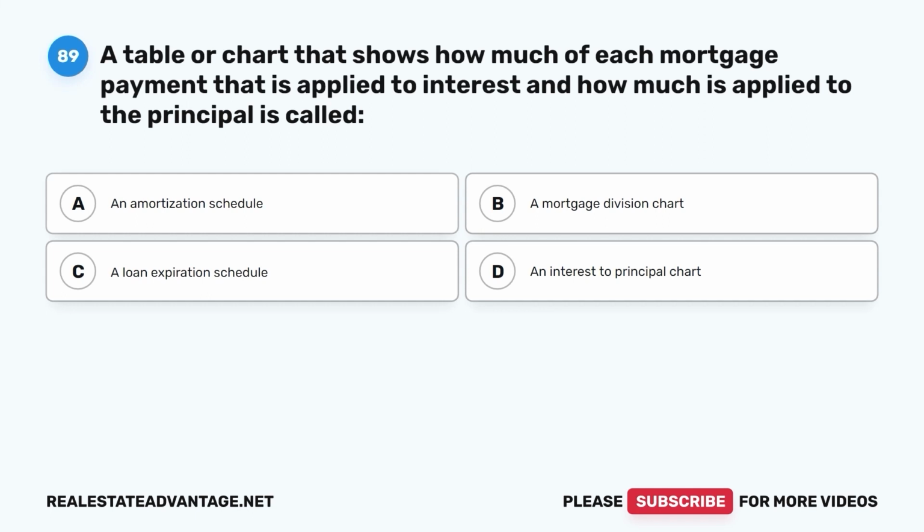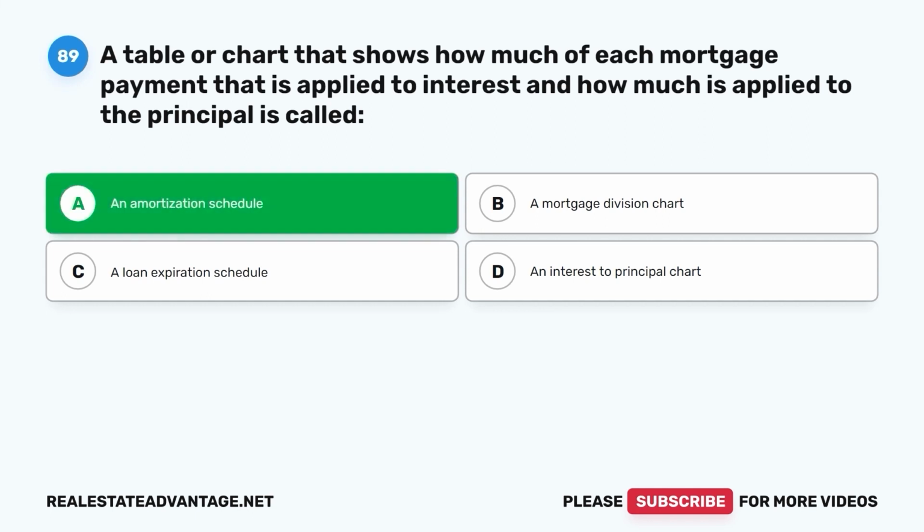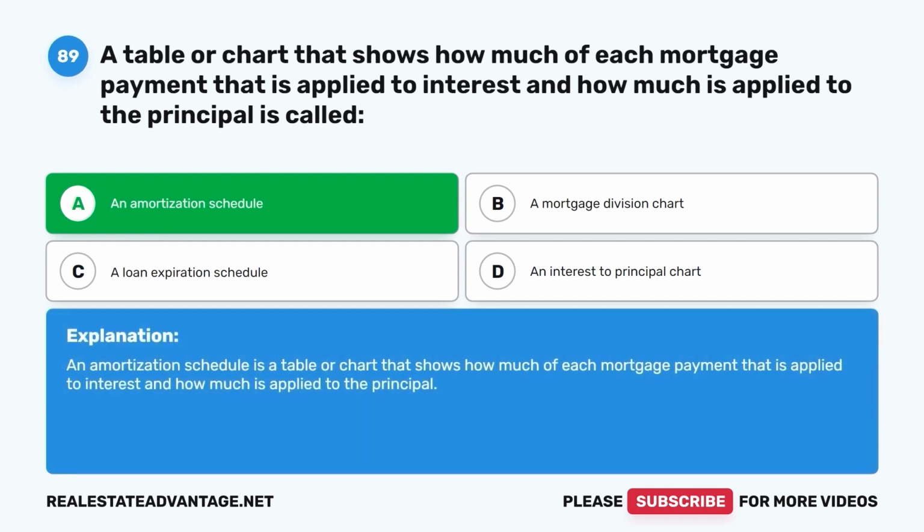B. A mortgage division chart. C. A loan expiration schedule. D. An interest to principal chart. The correct answer is A. An amortization schedule. An amortization schedule is a table or chart that shows how much of each mortgage payment that is applied to interest and how much is applied to the principal.